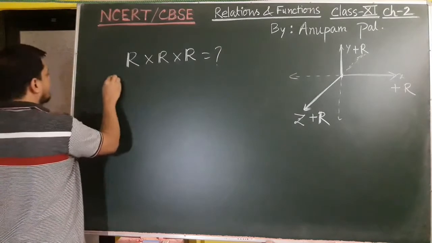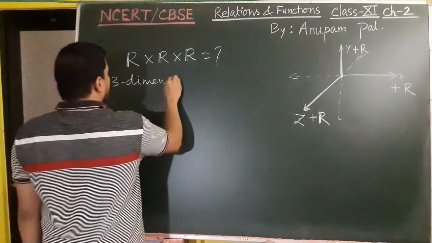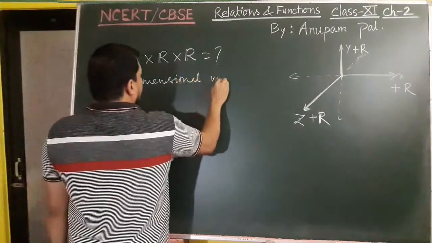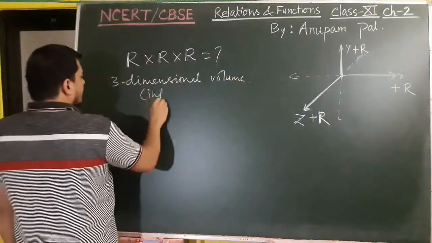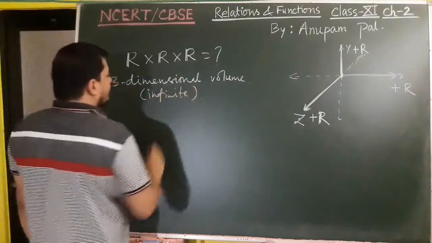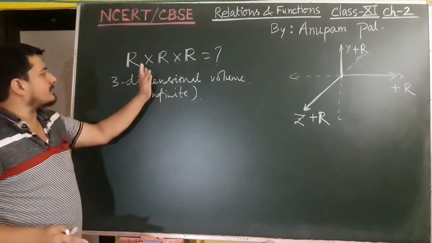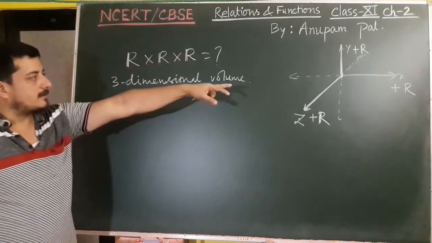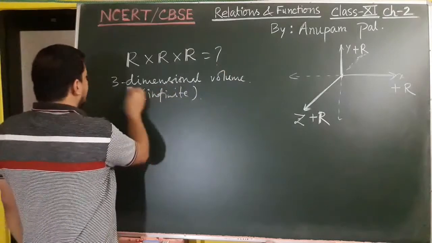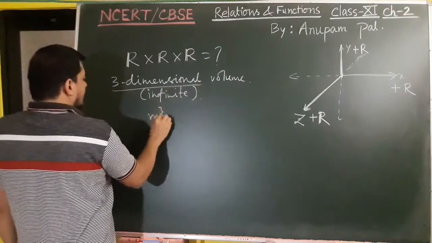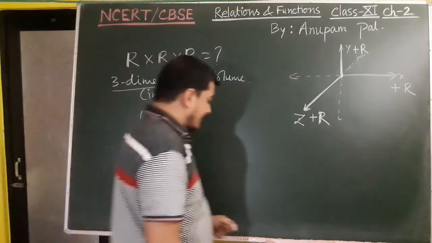This will be a three-dimensional volume, and this will be infinite actually. Its volume will be infinite. That means the whole universe comes in R cross R cross R, if you fit it like this. And its unit, what will it be? It is three-dimensional, so if it is in meter, then it will be meter cube. Okay, so now the next point.